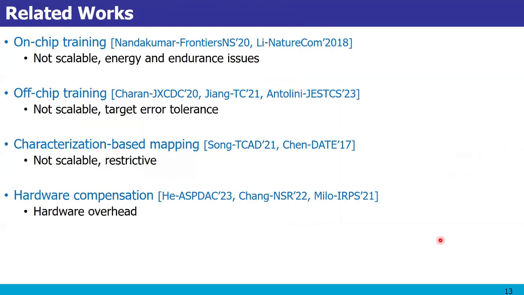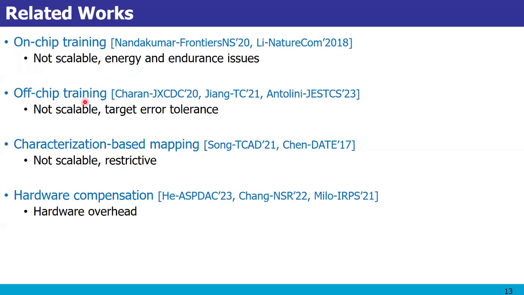Moving on to how related works have addressed the problem of conductance variation so far, we can group them into 4 categories based on the works that were existing at that time. The first category is on-chip training. You train the network directly on the chip itself so that it accounts for all the variation existing in the devices. However, this is not scalable because you have to do it on a per chip basis, and the Memristor programming is expensive in terms of energy and also has endurance issues. So it won't be scalable because of that as well.